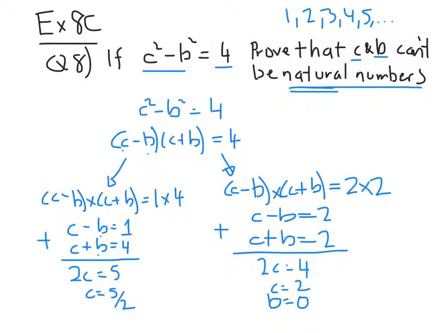Well, wait a minute, 0 isn't a natural number, therefore we have a contradiction, because we can't solve this equation unless we use either a fraction or a 0. And since neither of those are natural numbers, we've got a contradiction and we've proven our original statement. Now, give me a moment and I'll set this up again and solve it in a different way, which might be more to your liking.